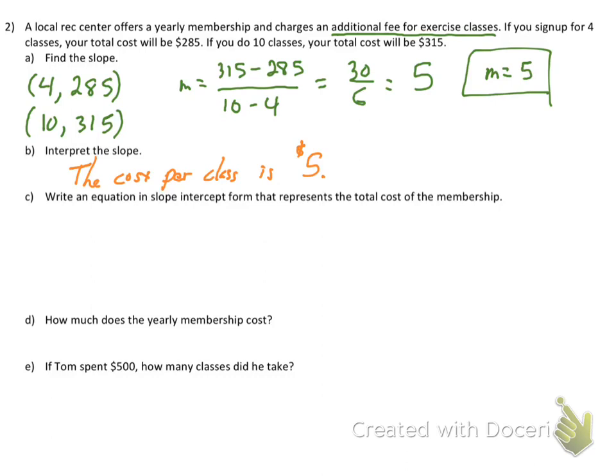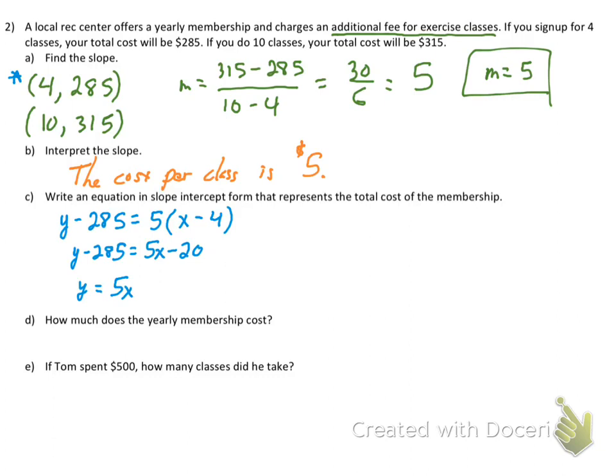So if I want to write an equation now in slope-intercept form, I'm going to take one of my points. I'm going to pick this one. Doesn't matter which one you pick. Then I'm going to find the equation using point-slope form. So I'm going to take y minus the y-coordinate equals the slope times x minus the x-coordinate. When I do that, distribute on the right-hand side, add 285 to both sides, I'm going to get, that's right, y equals 5x plus 265.